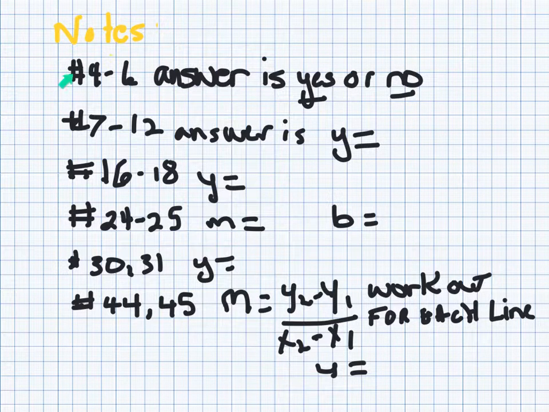On numbers 4 through 6, the answer is either yes or no. Numbers 7 through 12, the answer is in the y equals format. Same for 16 through 18, y equals. Numbers 24 and 25 are asking for the m equals and b equals. Numbers 30 and 31 are in the equation of a line, y equals. On 44 and 45, you have to figure out the m and work out each of the parallel lines. So there's 3 of them to get the final slope, what each of their slopes are.